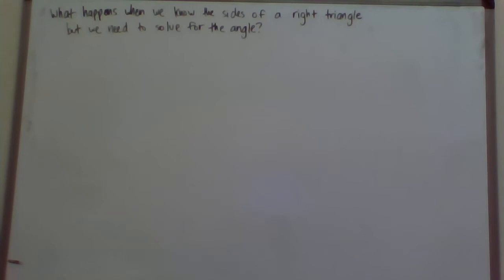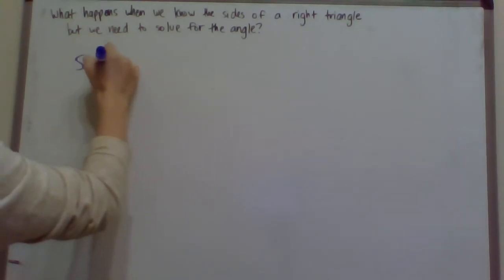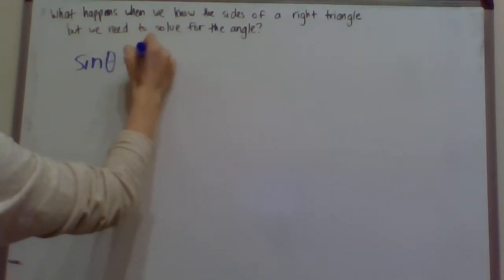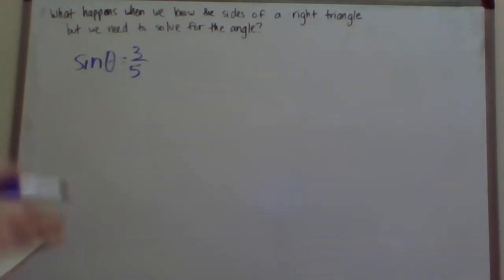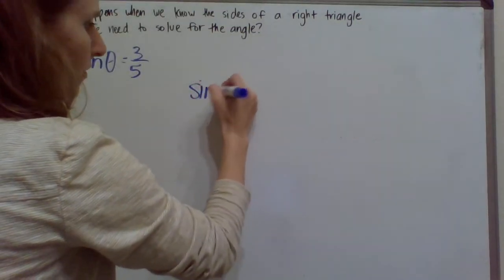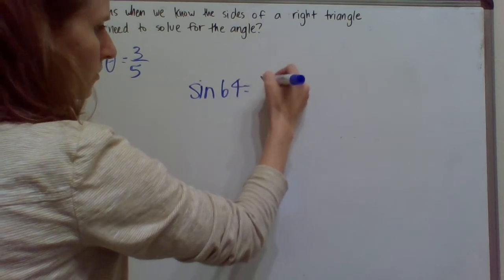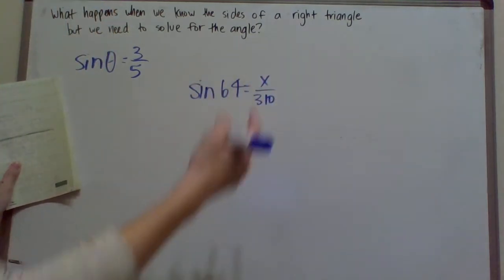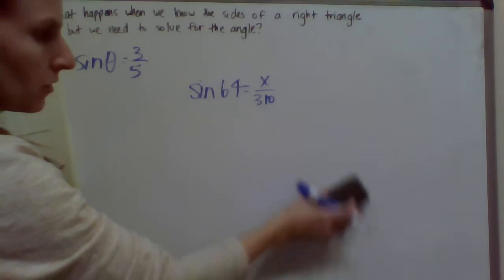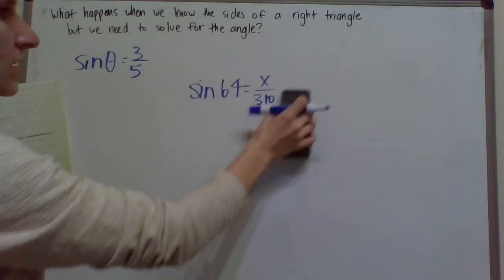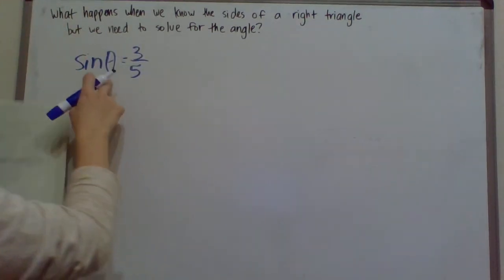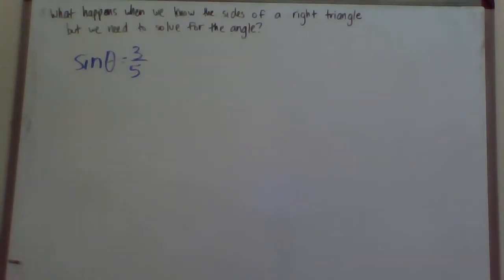So this next part talks about what happens when we know the sides of a right triangle, but we need to solve for the angle. So for instance, if I have something like the sine of theta is equal to 3 over 5. So in all those other questions, we had things like, okay, well, the sine of 64 degrees is equal to x over 310, and then to solve for x, you just multiplied both sides by 310. Well, we're doing the same thing, except our variable now is theta, and we still want to try to isolate theta.